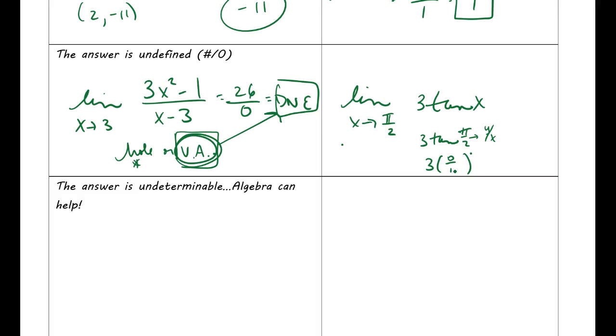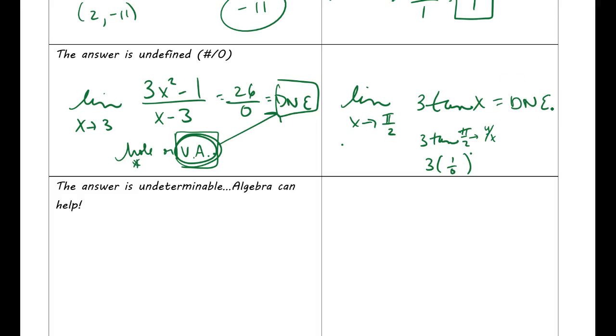And I'm a liar. It's the other way around. Haha. The y is 1, the x is 0. So when you do that, what is this number? Well, this number is undefined. And so 3 times undefined is undefined. So this is another does not exist.